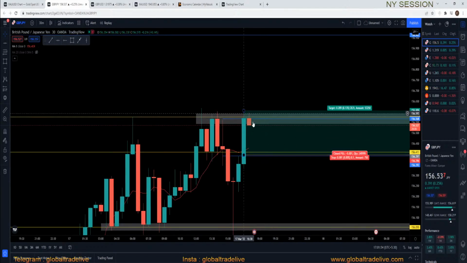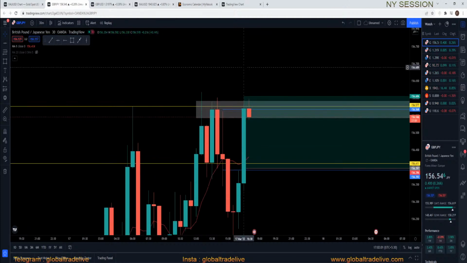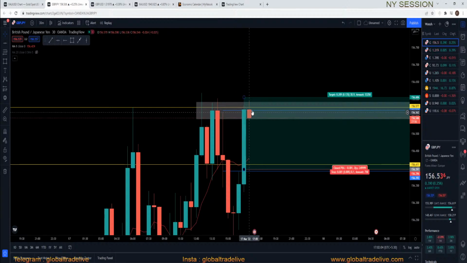Okay, so look over here. The market just closed at this resistance area now. So if the market starts to reject this area and starts to go down and hit the break even, that clearly means that the market is creating this range before the news, so that at the time of the news it can just go where it wants to go, right?